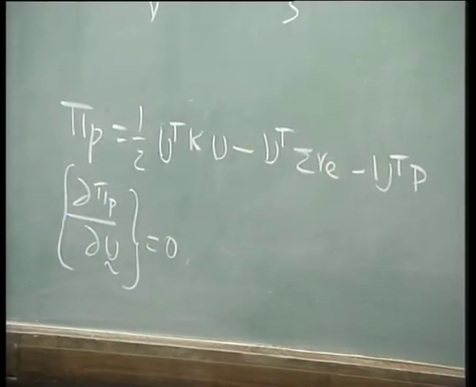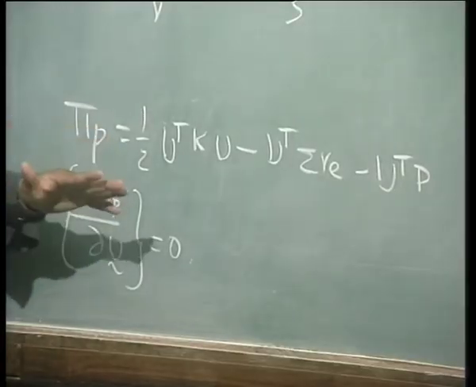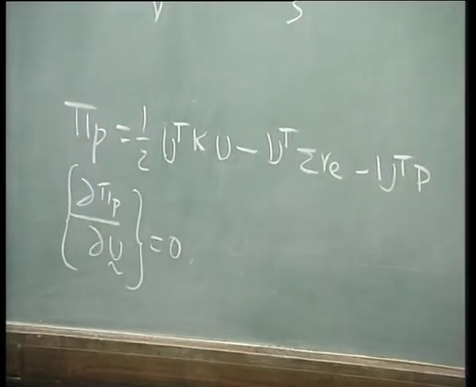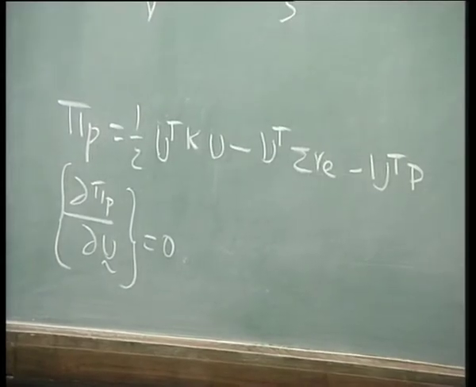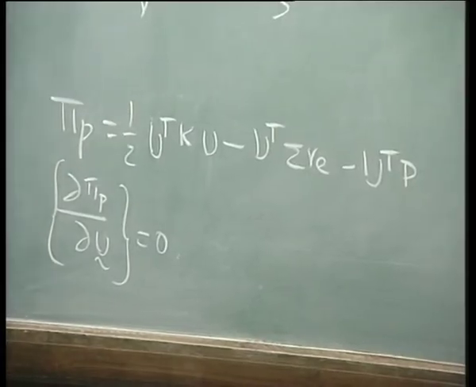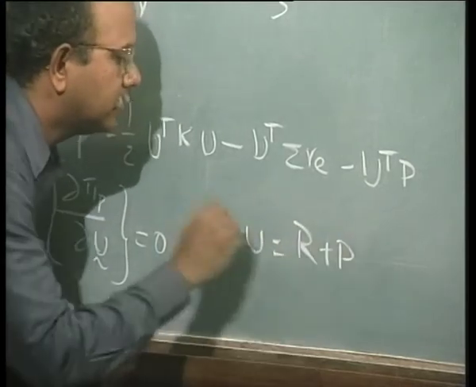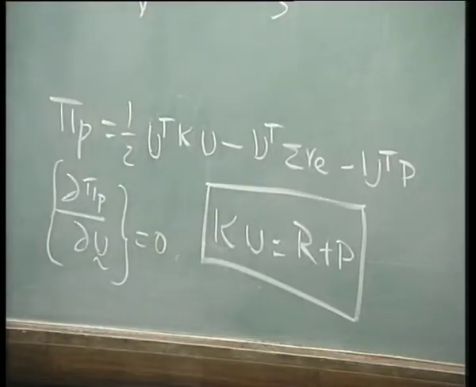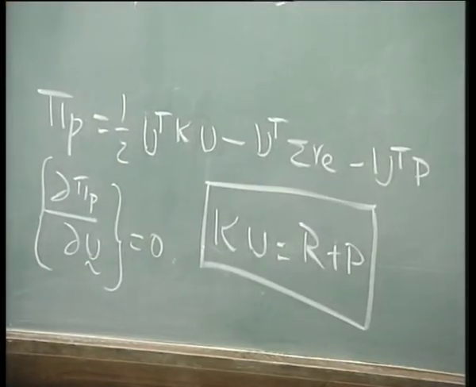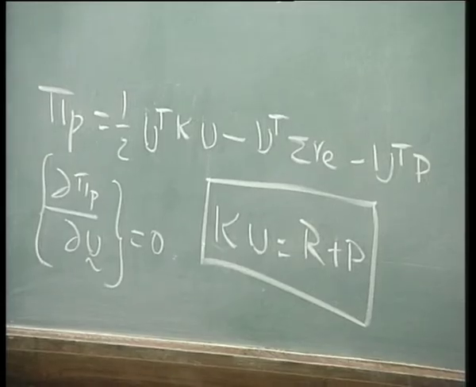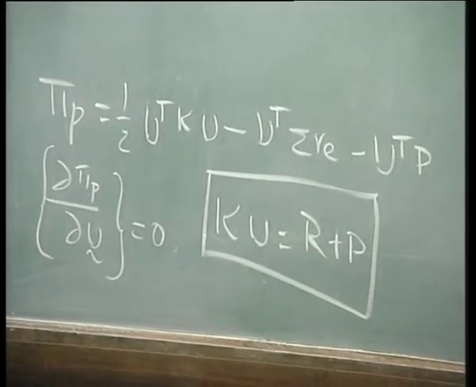When I differentiate that matrix half U transpose Ku, that results in Ku. I am not going to expand it and write it down, but maybe you can in your spare time just try that out, okay. You can just expand it, you will see that half U transpose Ku, when you differentiate it, will become Ku. Is that clear? So that means that Ku is equal to R plus P. K is a matrix, U is a vector, R is a vector, then P is a vector.